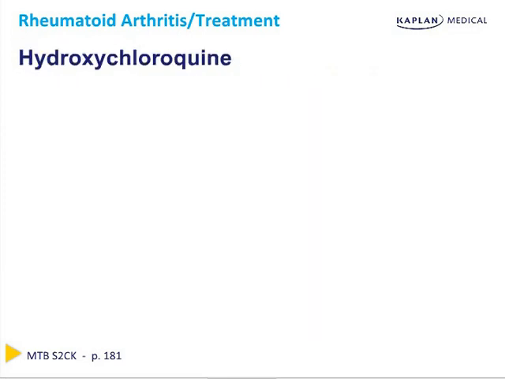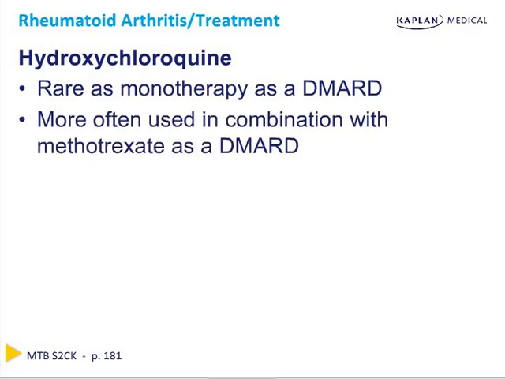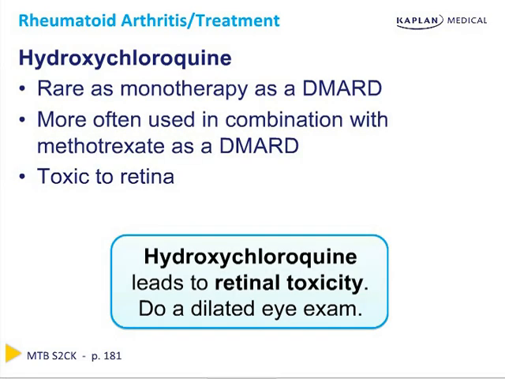Hydroxychloroquine is an agent that can be used as monotherapy as a DMARD in cases of mild disease when you want to avoid the toxicity of methotrexate. However, it's most often used in combination with methotrexate for more advanced cases. Hydroxychloroquine is toxic to the retina, so always remember to do a dilated eye exam.